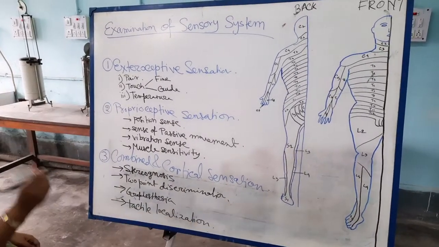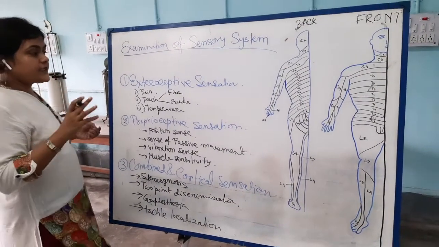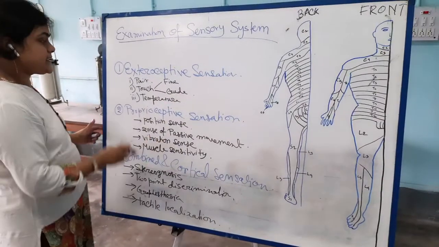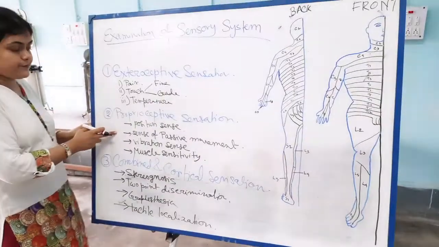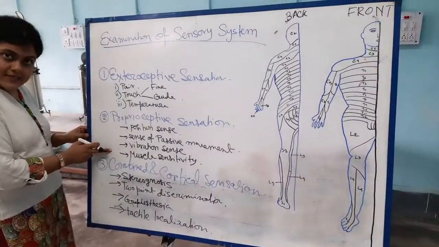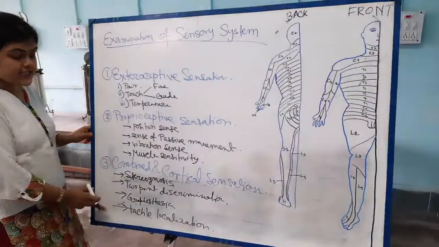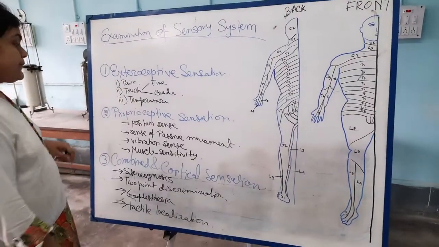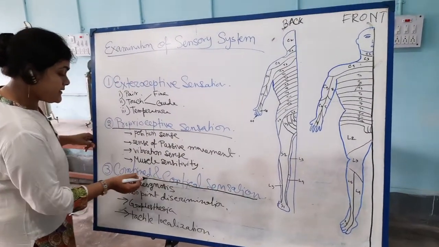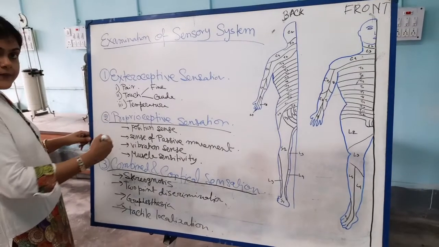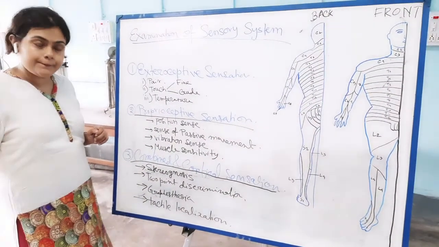So, when we are going to examine our sensory system, we are practically going to examine these modalities: pain, touch, temperature, position sense, sense of passive movement, vibration sense, muscle sensitivity, and stereognosis, 2-point discrimination, graphesthesia, and tactile localization. All types of proprioceptive sensation and combined and cortical sensation, these two types of fibers are carried via the posterior column or DCP, that means dorsal column pathway.